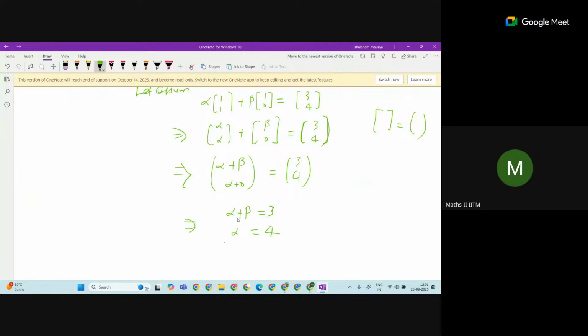So you got a system of linear equations in the variables alpha and beta. Now you reach solving the system of linear equations, after understanding the linear combination concept. What is the solution? Alpha is 4. Once alpha is 4, substitute in the other equation: beta is 3 minus alpha, which is 3 minus 4, so minus 1.